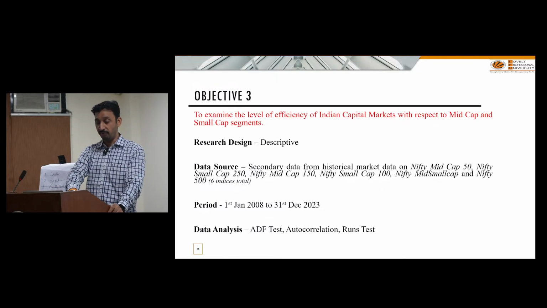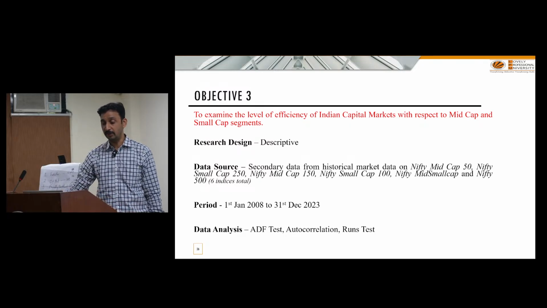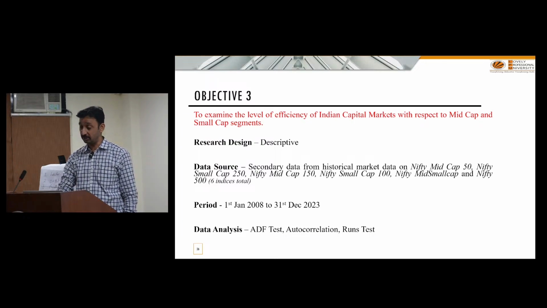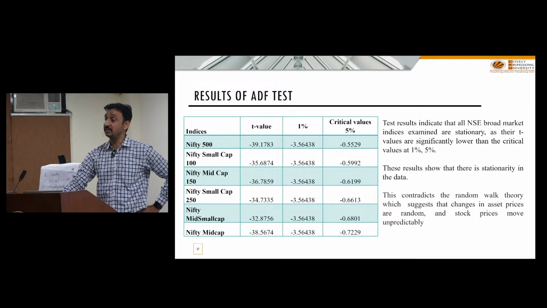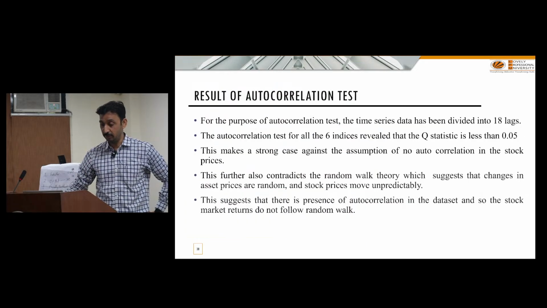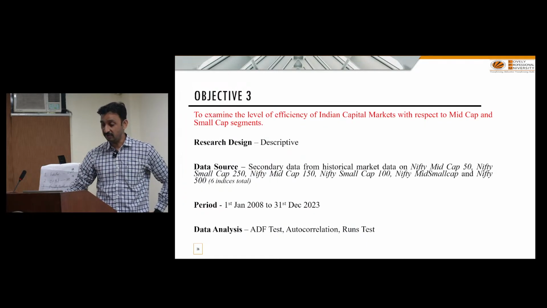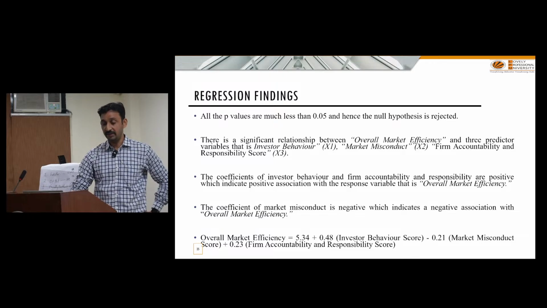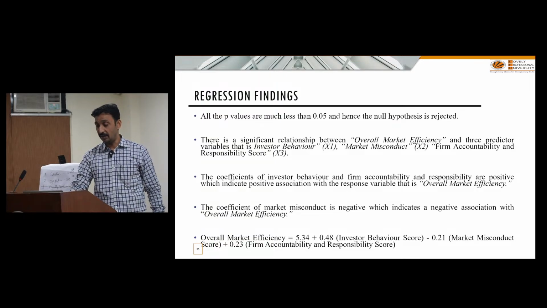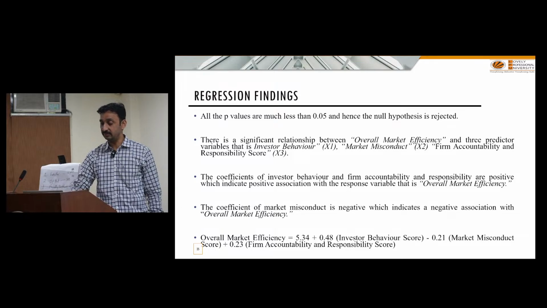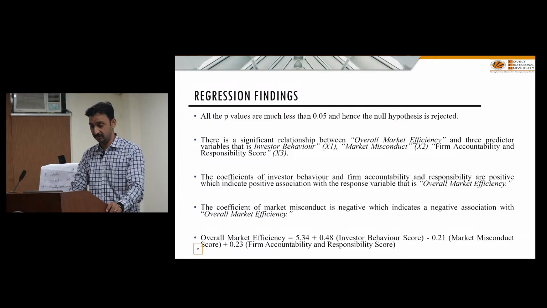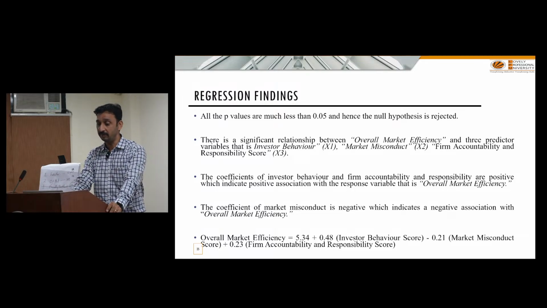As I said, for the coefficients, the coefficients of investor behavior and firm accountability and responsibility are positive, which indicates a positive association. The coefficient of market misconduct is negative, which indicates a negative correlation. So for overall market efficiency, 5.34 is the intercept which we have identified here, and investor behavior minus market misconduct plus firm accountability will tell you the overall market efficiency. So technically speaking, my hypothesis number 12 is rejected, which means there is a relationship between the overall market efficiency and the critical factors.